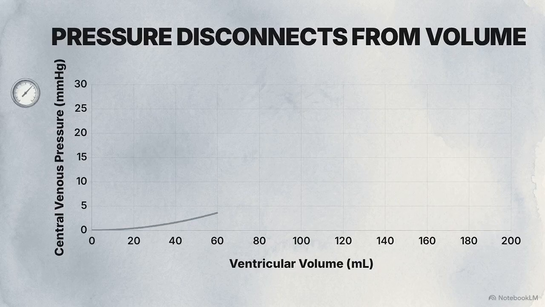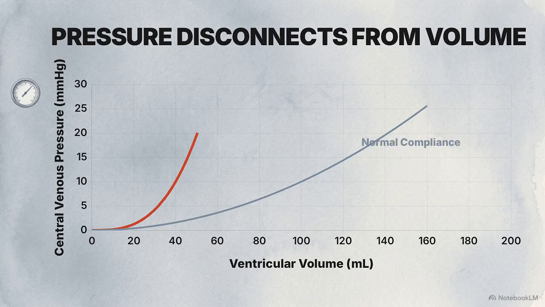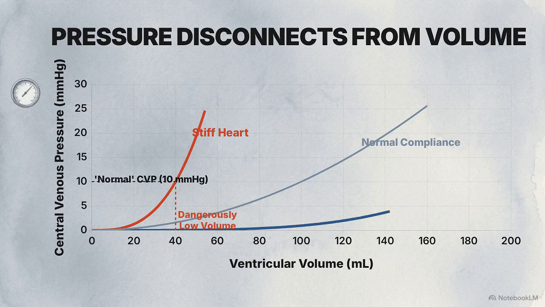This graph maps ventricular volume on the x-axis against central venous pressure on the y-axis. The relationship between the two is dictated by a nonlinear ventricular compliance curve. In a stiff, poorly compliant heart, perhaps due to ischemia or hypertrophy, the curve rises steeply. A seemingly normal CVP reading on the y-axis maps to an end diastolic volume on the x-axis that is dangerously low.